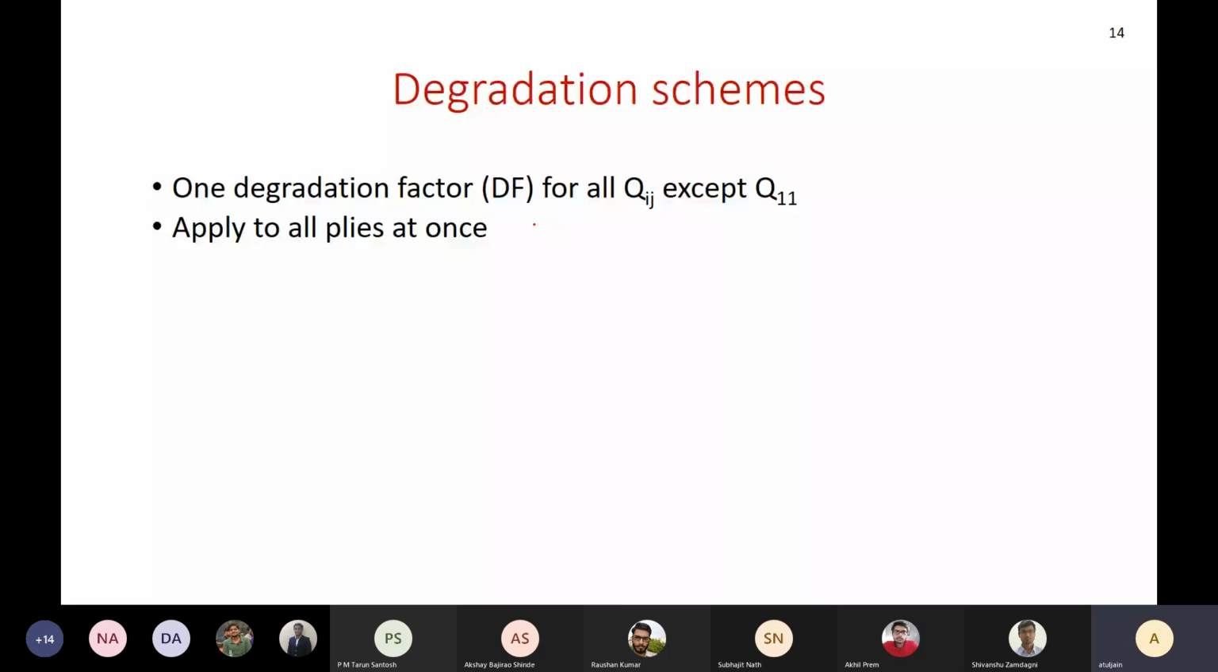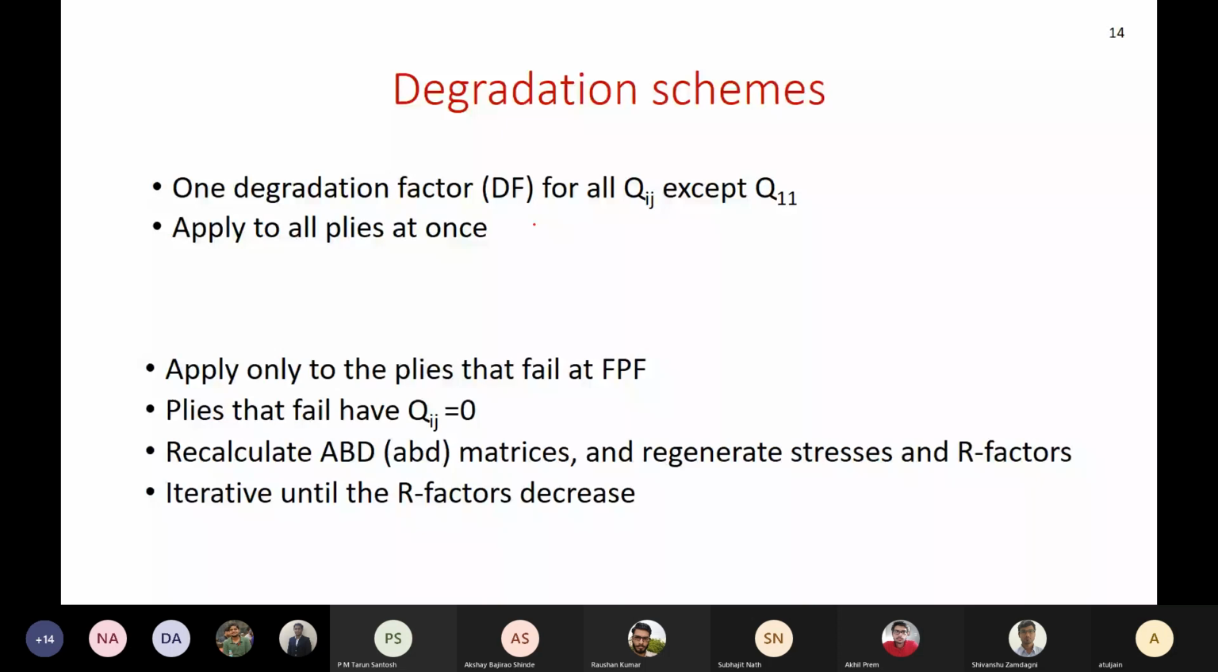Other than Q11, we'll think that Q11 is constant, but apply this to all the plies all at once. So if A has failed, A, B, C, everybody's stiffness drops. This is one very simple way of doing it. The second is to apply it to only the plies that have failed. Plies that fail have Qij equal to 0.